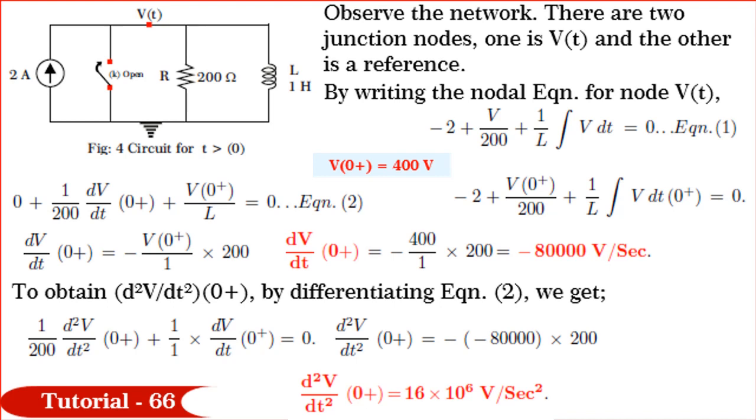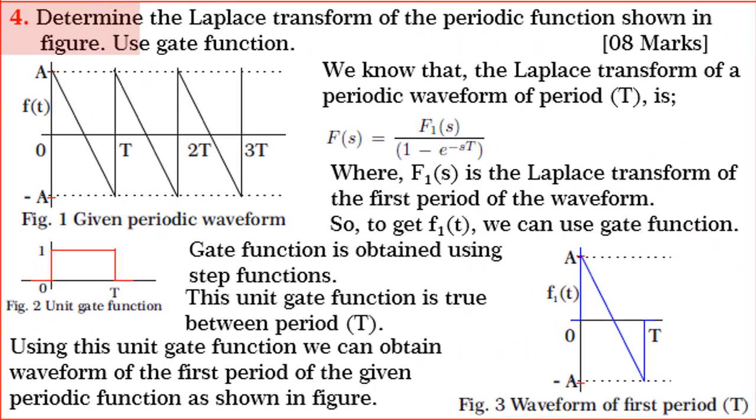Hope you understood it. Friends, finally, we shall solve question 4. In this question, we are required to obtain the Laplace transform of the periodic waveform shown in figure using gate function. We know that the Laplace transform of a periodic waveform F(s) is equal to F1(s) divided by 1 minus e to the power of minus sT, where F1(s) is the Laplace transform of the first period of the waveform and T is the period.